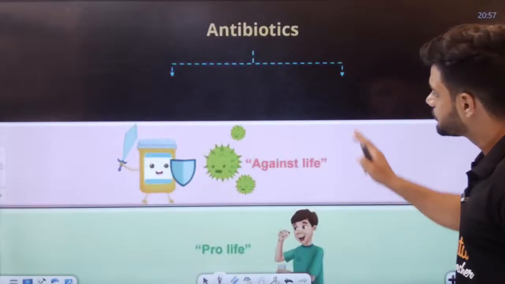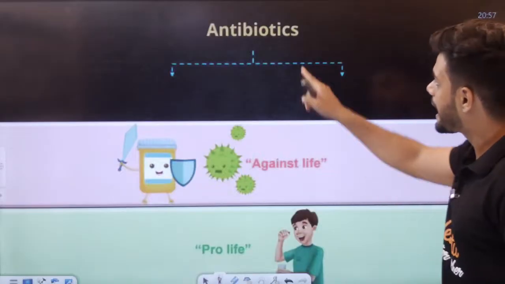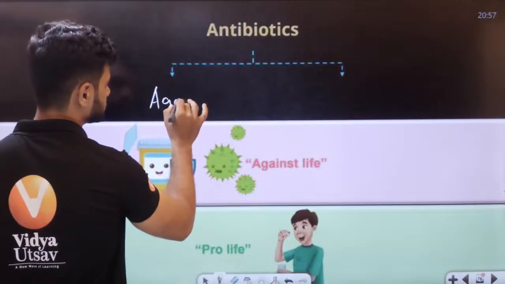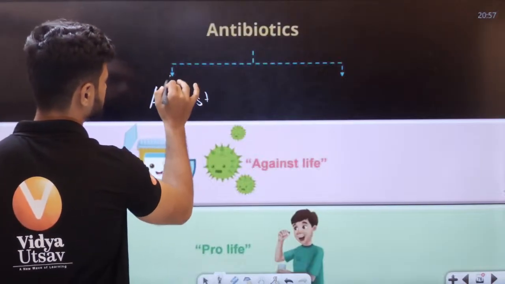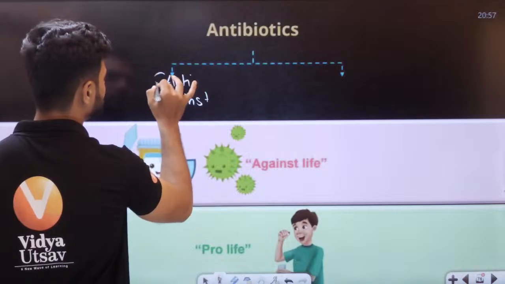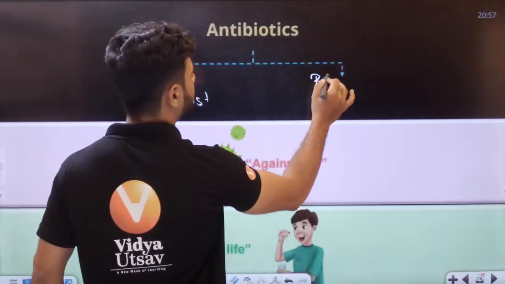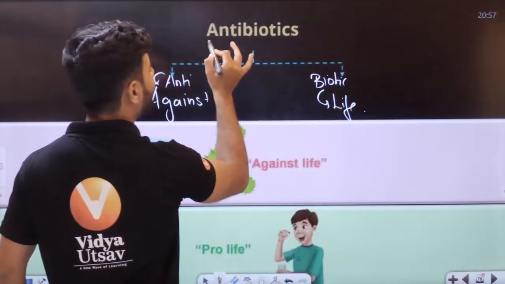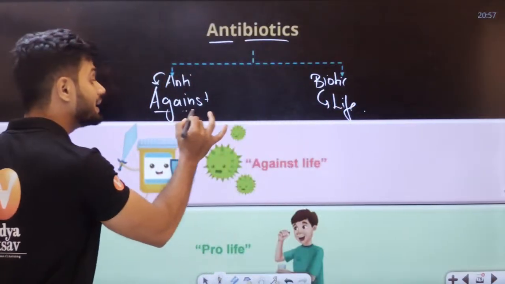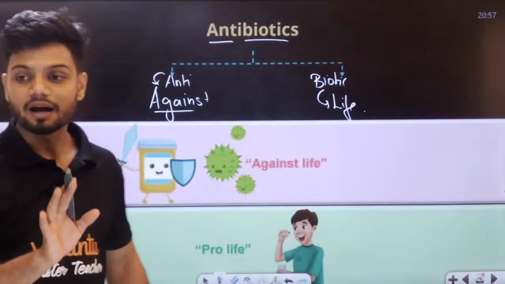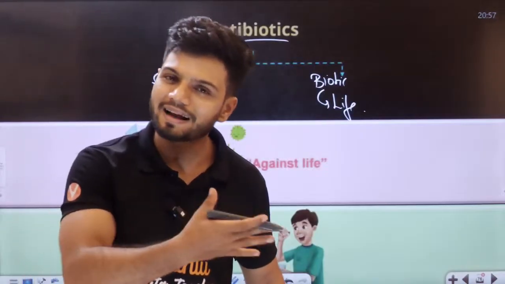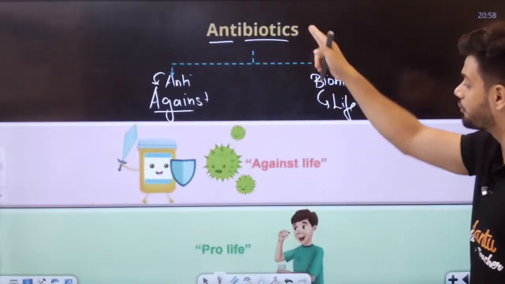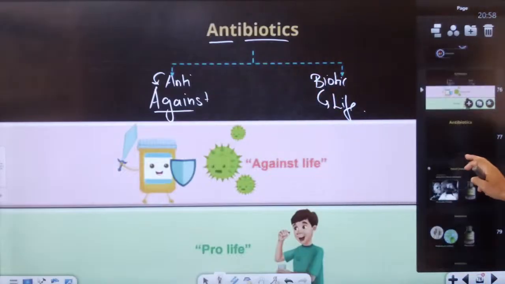Now, what is the meaning of antibiotic, students? Anti means against. Biotic means life. So antibiotics are basically against life, but they're against life not for us, for bacteria. Okay, so antibiotics are against life for bacteria, students, bacteria.